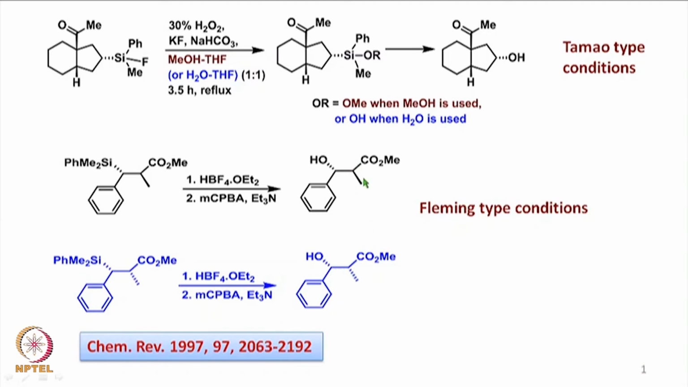So looking at these two examples, it is very clear that the stereochemistry on the next carbon atom here doesn't have any influence on the stereochemistry of the final product. That is, in the case of Tamao-Fleming oxidation, there is a retention of stereochemistry in the final product.